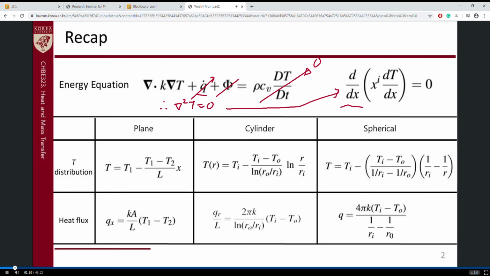So based on these equations, we derived various types of temperature distributions and heat flux Q depending on the geometry. So, for example, plane, cylinder and spherical. So I believe all of you understand how this distribution and heat flux works. Okay.